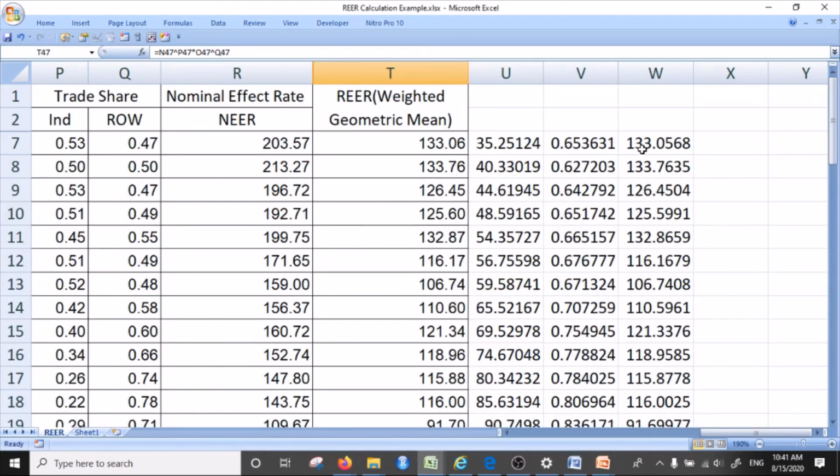This REER can also be calculated with the formula we explained a few minutes ago, by first calculating the inflation adjustment, dividing the CPI of the domestic country by the geometric average of the foreign price levels, and then multiplying it with the NEER. So the value will be the same whether we calculate the weighted geometric mean of the bilateral real exchange rate indices or we multiply the nominal effective exchange rate by the inflation adjustment. The value will be the same.